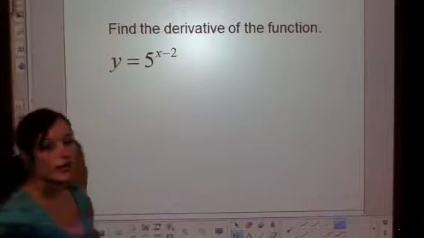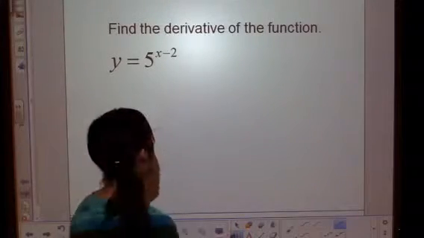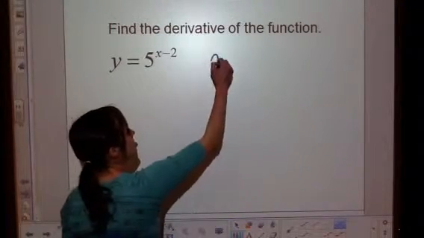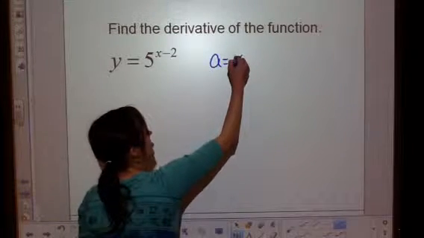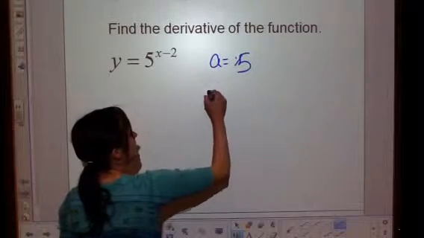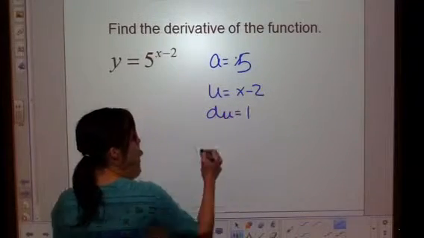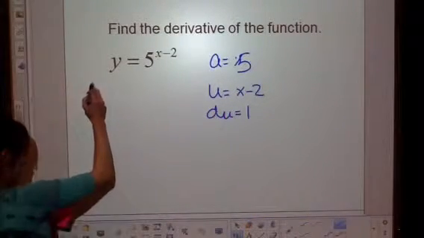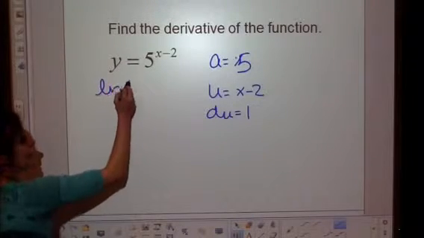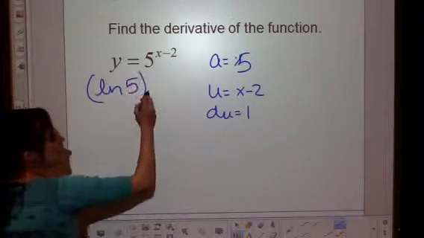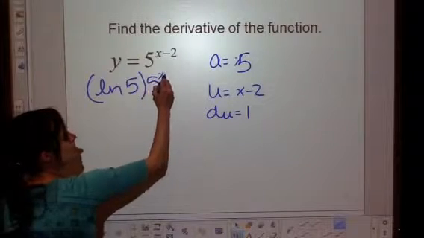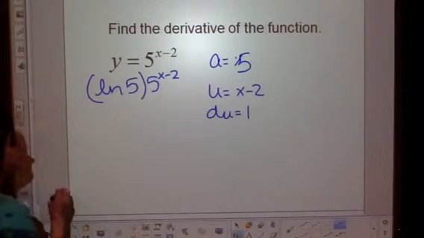See if you can say what a, u, and du are in this exponential equation. You should say a is 5, u is x minus 2, and du is 1. So we're going to do the derivative, ln a times a to the u times du, and you're done.